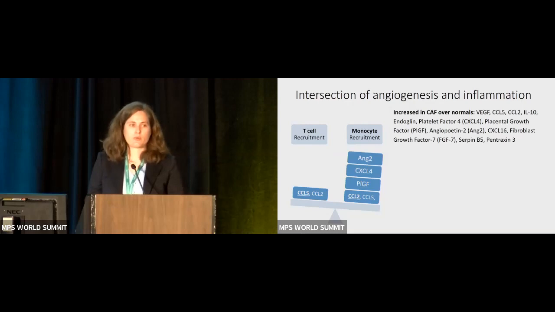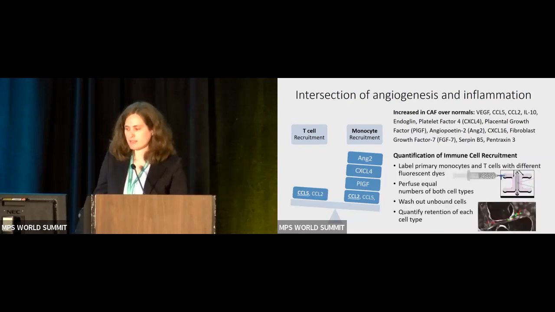And as we look through the other markers in this list, things like Ang2, CXCL4, and placental growth factor, and started looking into the literature, what really sort of popped out is that we were looking at a dichotomy between T cell and monocyte recruitment. And so since we have perfusible microvascular networks, that's something that we can test directly.